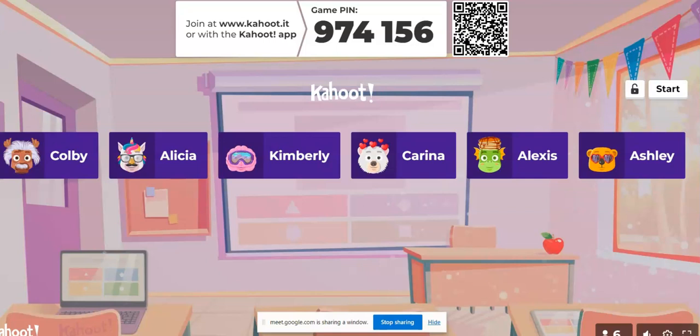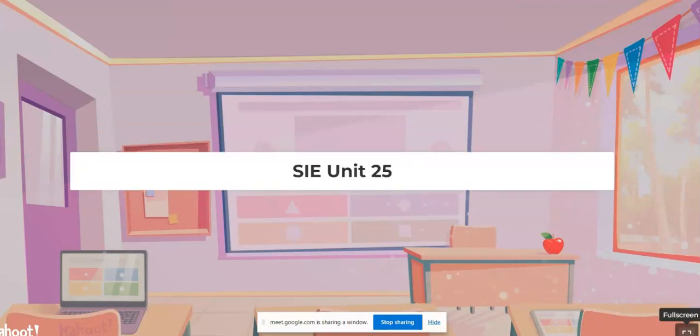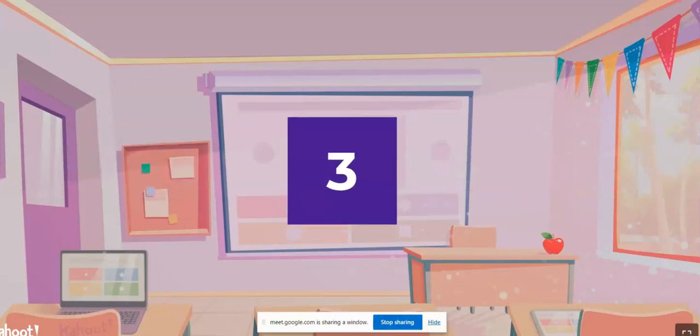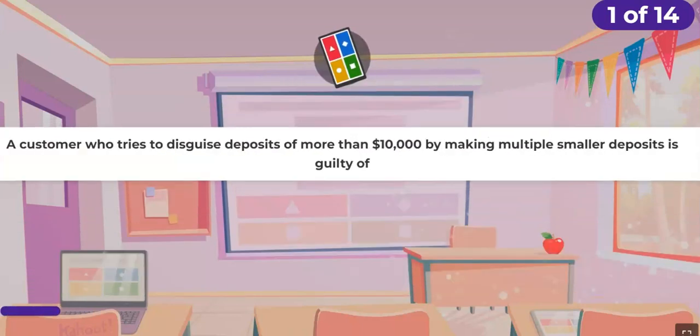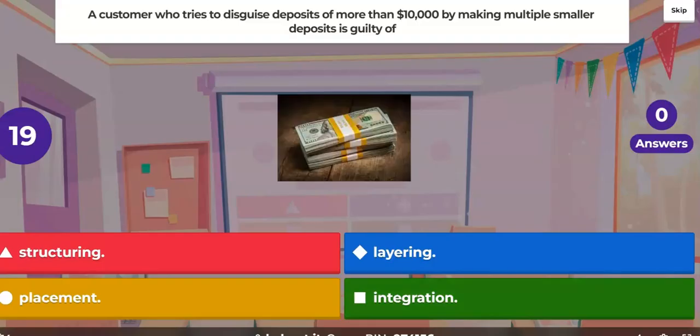Okay, well, let's start playing our game. Let's play Family Feud. All right, first question. A customer who just tries to disguise a deposit of more than $10,000 by making multiple smaller deposits is guilty of A. Structuring, B. Layering, C. Placement, or D. Integration.